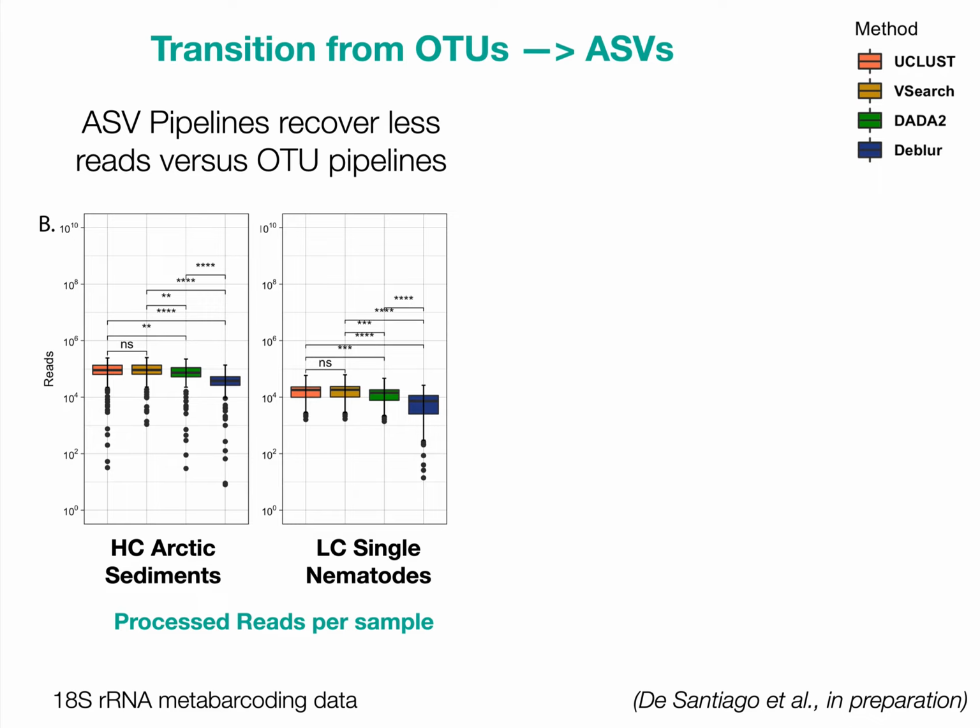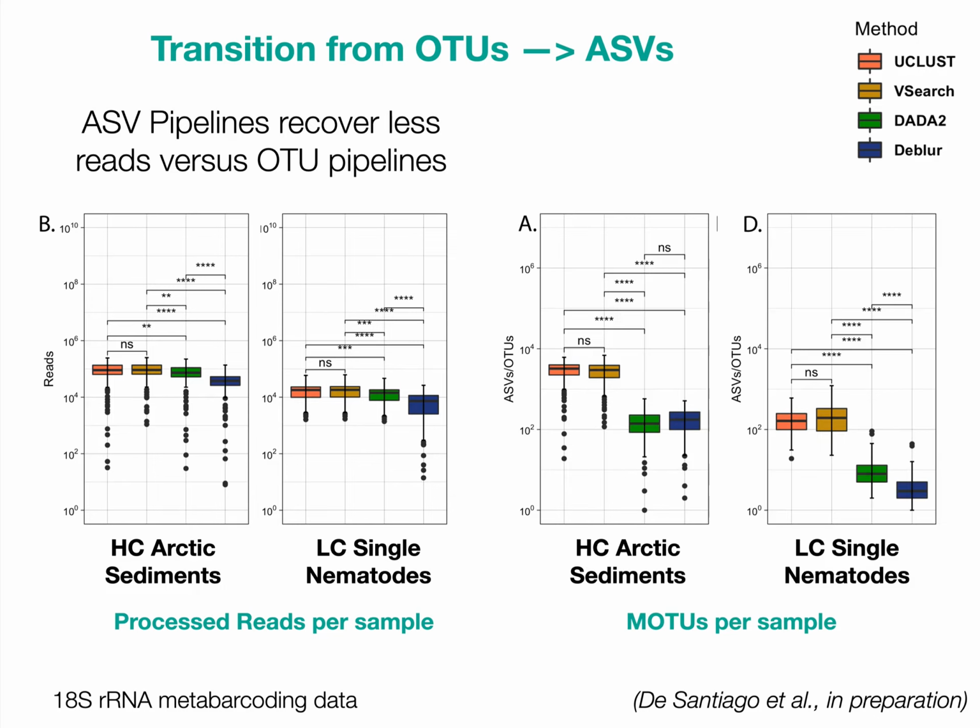So ASV pipelines tend to do error correction on the raw FASTQ files that come from the Illumina machine. And they have a stringent error correction model that they're applying to the data sets. So that's kind of in opposition to OTU pipelines, where you tend to demultiplex and do your error correction upstream, which is a little bit less rigorous. Deblur returns slightly fewer reads, but on the whole, there's not really a huge difference in the total number of processed reads across the 4 pipelines.